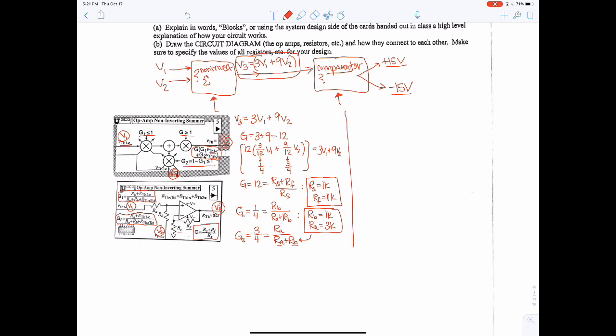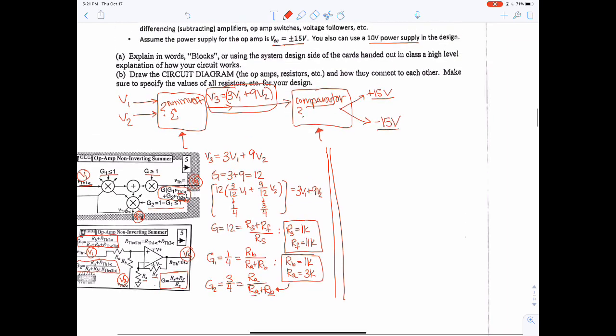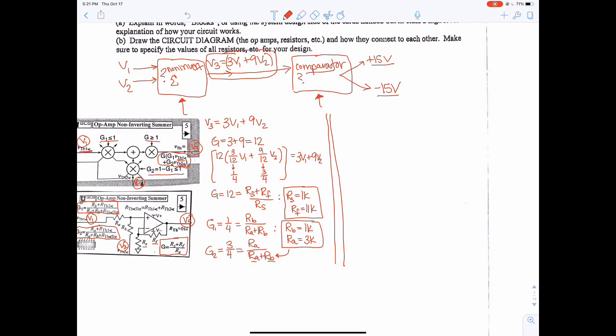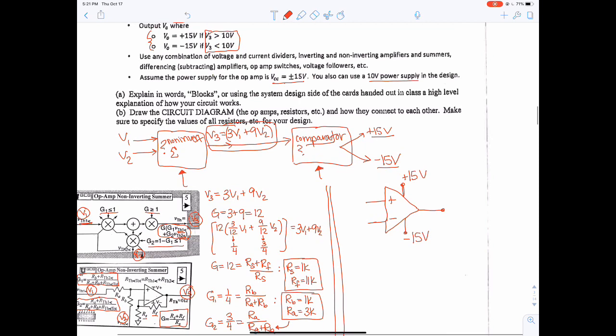So now we want to look at the comparator. The comparator circuit, remember, has no feedback, and we have the two sides, a plus side and a minus side, and then we're going to have plus 15 volts and a minus 15 for this circuit. So then we need to decide what are going to be on the inputs to this op-amp.